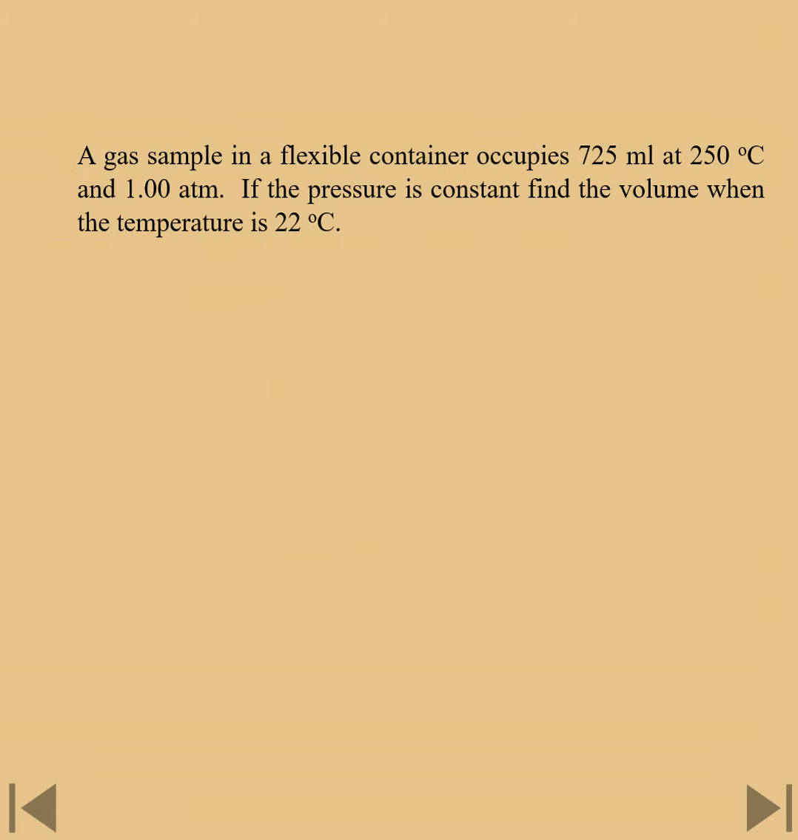Okay, a gas sample in a flexible container occupies 725 milliliters at 250 degrees C and 1 atmosphere. If the pressure is constant, find the volume when the temperature is 22 degrees C. Okay, we have a changing gas law problem again, and so our combined gas law equation still.